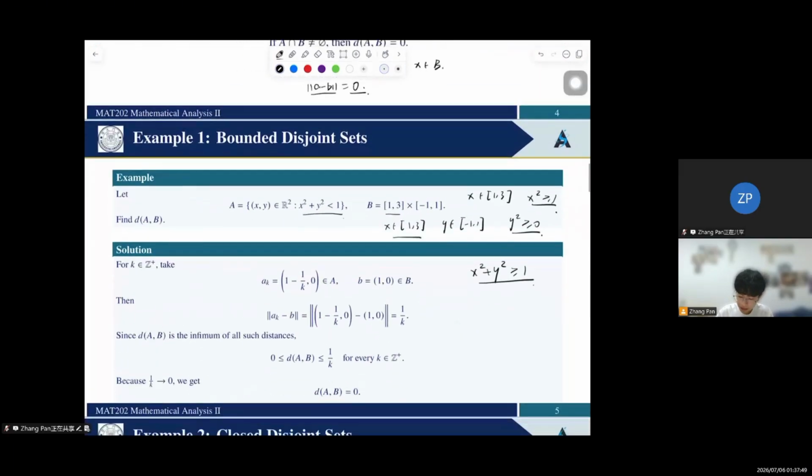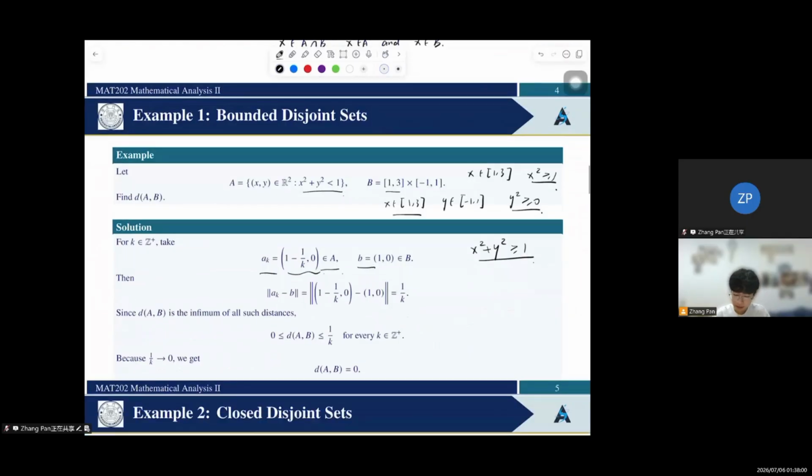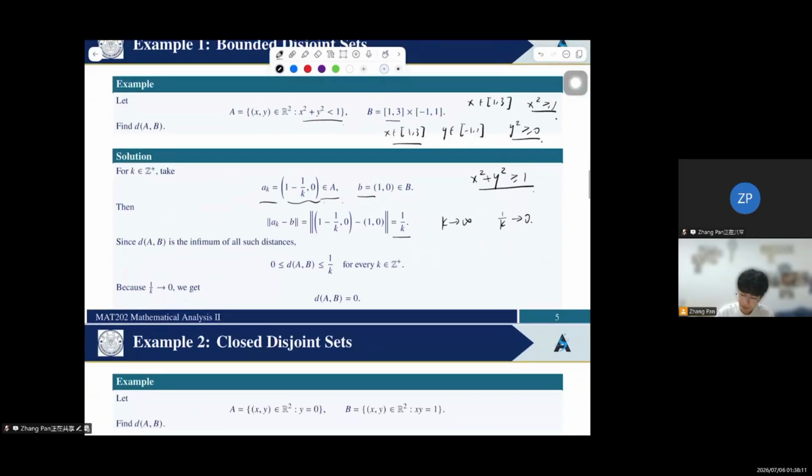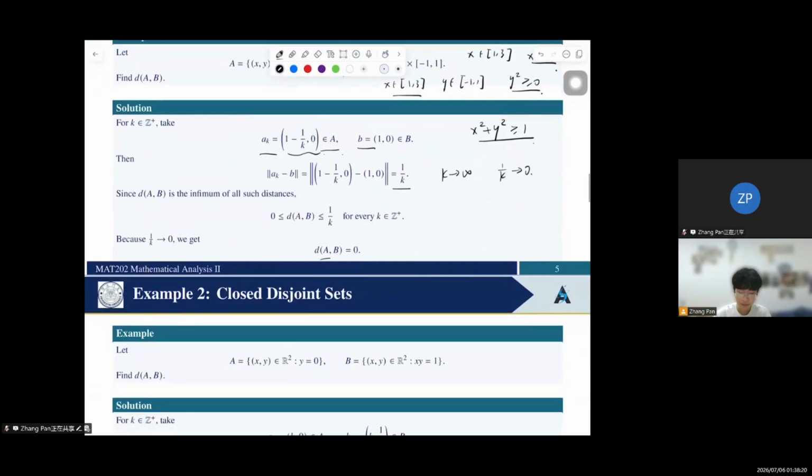We can take a_k in A as (1 minus 1 over k, 0), and b as (1, 0), which satisfy the conditions of both sets. We can calculate the distance between a_k and b, which equals 1 over k. When k goes to infinity, 1 over k goes to 0. By the squeeze theorem, since the distance cannot be negative, the distance between A and B is 0.